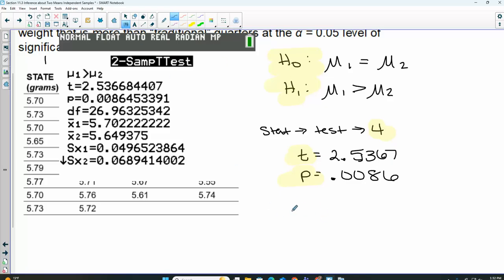Our alpha was 0.05. P is less than alpha, so what does that mean? So our P is less than alpha, we reject. If I asked you to write a sentence explaining what that means, it would be there is sufficient evidence to conclude that the state quarters weigh more than traditional quarters.